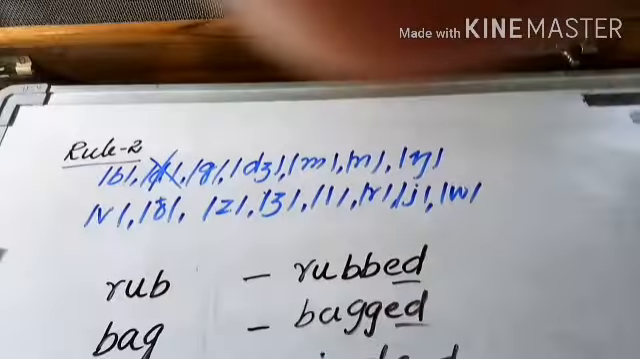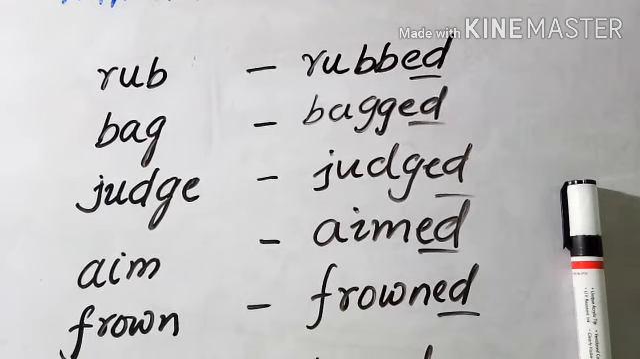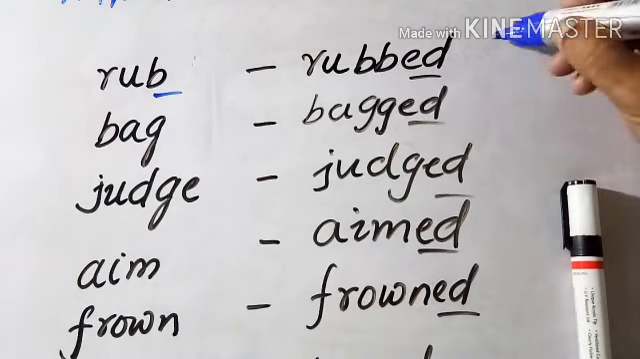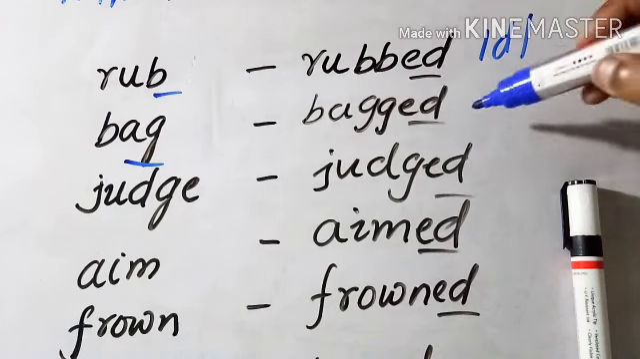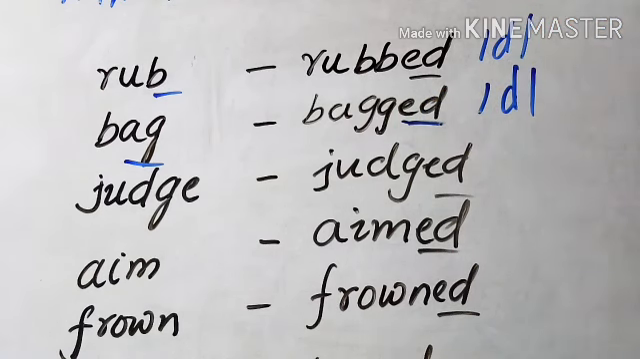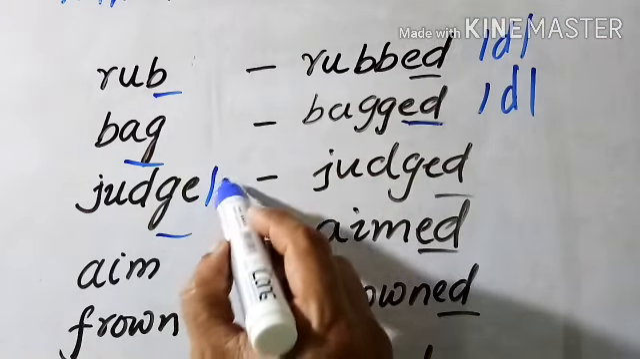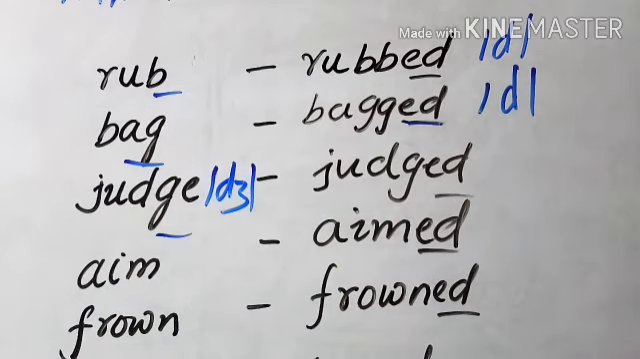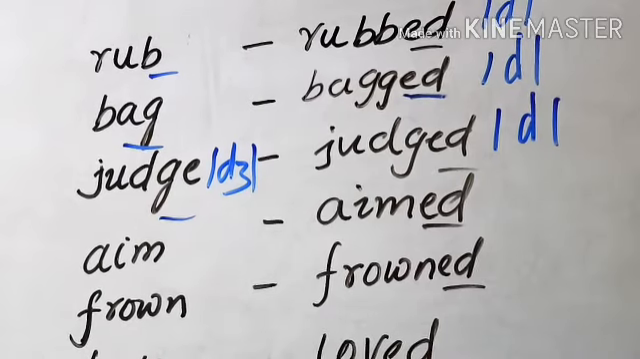Observe these words with voiced consonants. This is rub, b, this is b, this is rubbed. This ed is pronounced as d, rubbed. This is bag, g, so ed is pronounced as bagged. Okay, this is judge, this is j, this is judged, d.